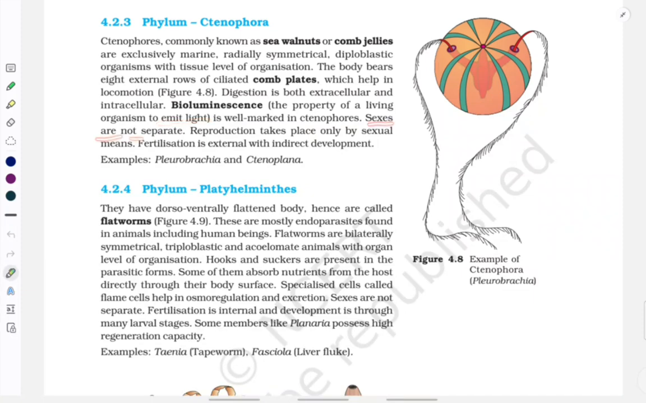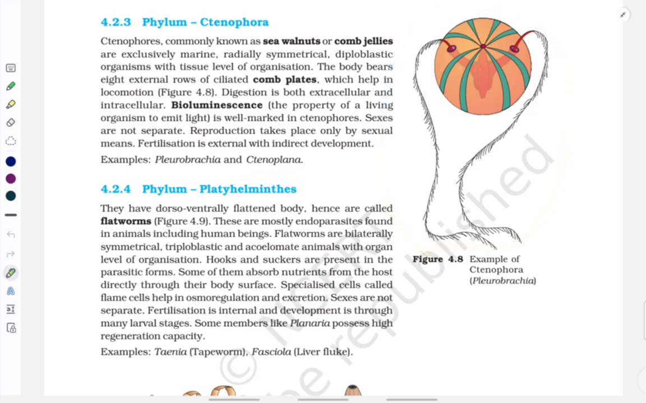Sexes are not separate. Reproduction takes place only by sexual means. So only sexual reproduction can be seen here. Fertilization can be external, and indirect development is seen. Examples are Pleurobrachia and Ctenoplana. This is Ctenoplana, and this is Pleurobrachia.